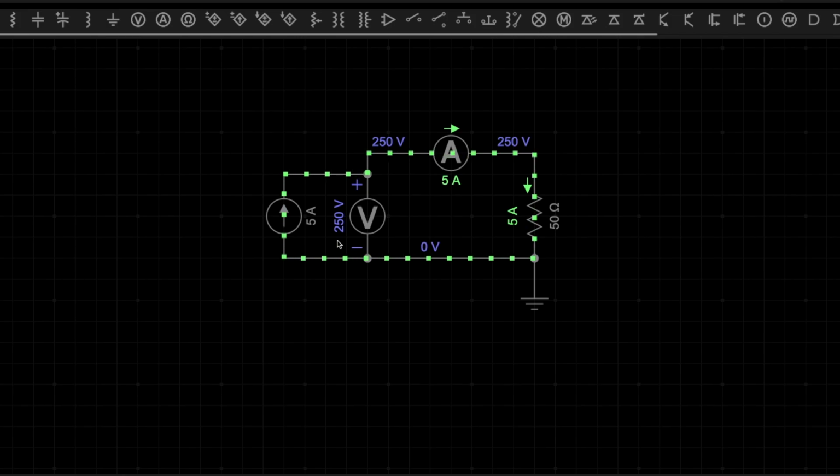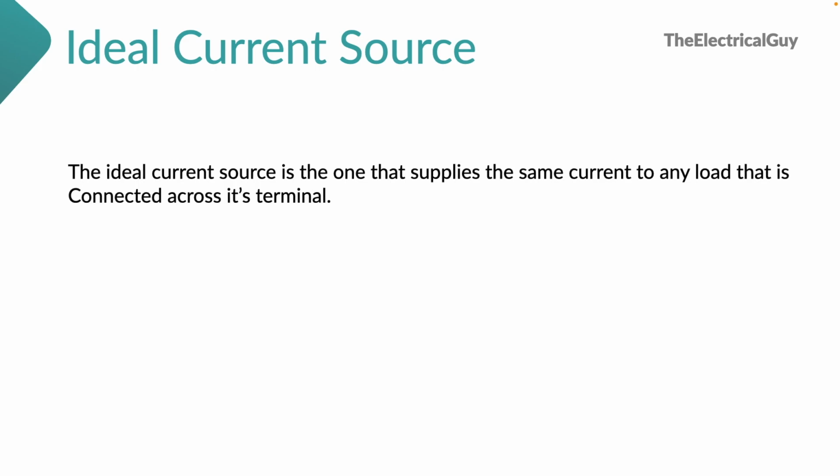So such type of sources wherein the current is always the same no matter what load is connected in the system is called the ideal current source, right? Let's see the definition of this properly. The ideal current source is the one that supplies the same current to any load that is connected across its terminal. We saw that in the simulation. We connected 10 ohm, 20 ohm and then 50 ohm, but still the current supplied by the current source was 5 ampere.